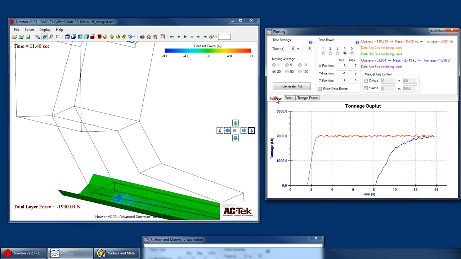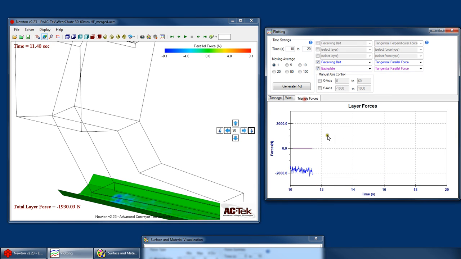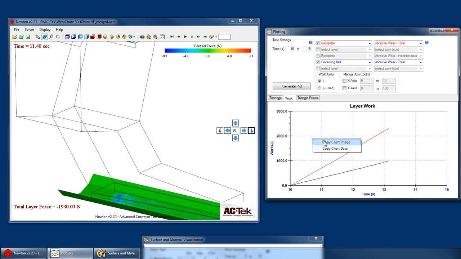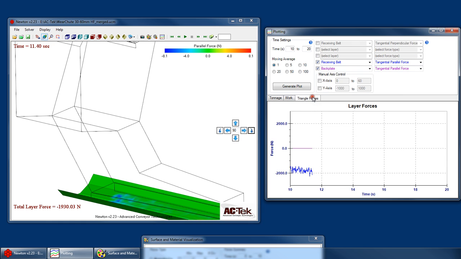And as I mentioned with the tonnage plot, the same is true with the work and triangle forces. You can right click and you can copy the chart image or the chart data for both of these. And I believe that covers everything I wanted to discuss in these two tabs.